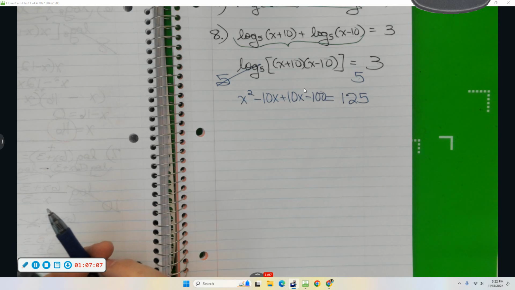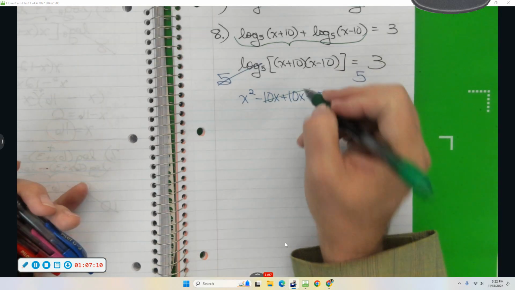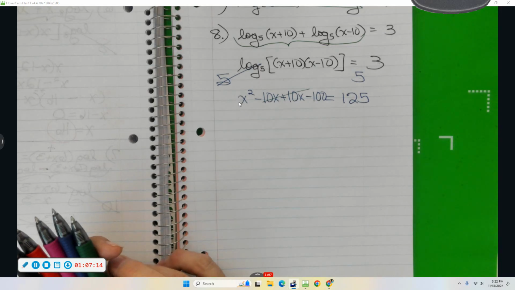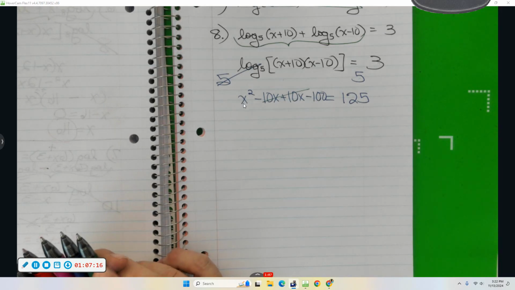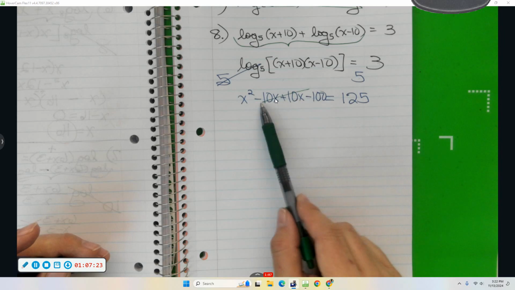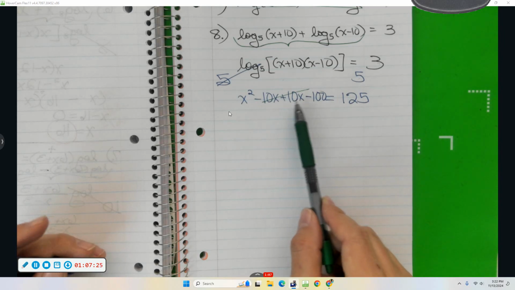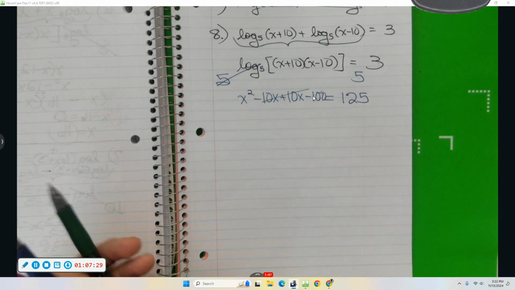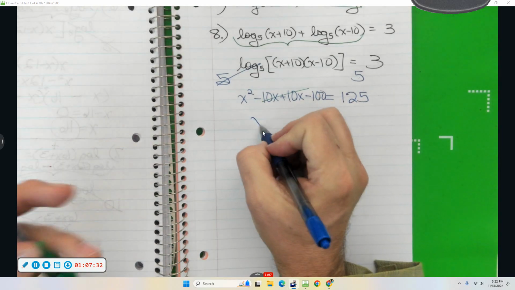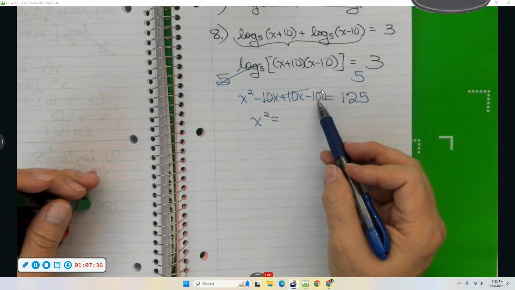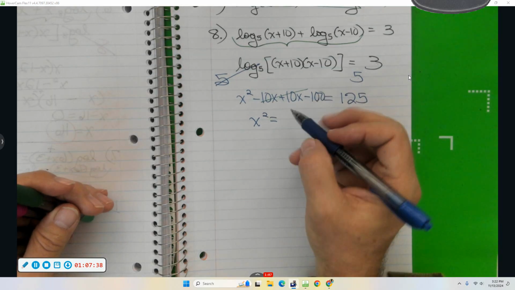Okay, so negative 10 plus 10 goes to 0. Actually, I don't think we're going to have to factor. We haven't used the square root method in a long time. Let's use the square root method. All we have is just a quantity squared. We don't have any variable terms remaining. The negative 10x plus 10x canceled. Let's move that 100 over. What's that going to give me? x squared equals 125 plus 100.